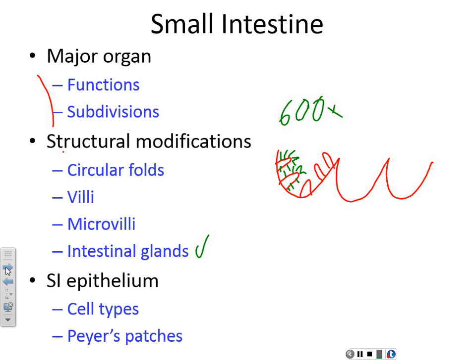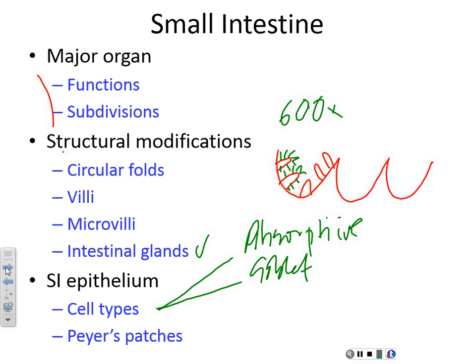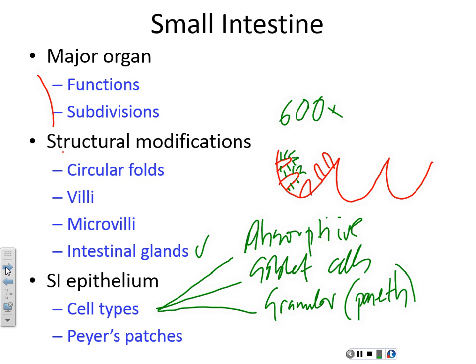All right, small intestine epithelium. You get all those cell types, right? So you've got the absorptive cells. What else have you got? Goblet cells. What else? Granular cells, which are also called, what are they called? Yes, Paneth, that's good. Paneth cells. And what do they do? What are these Paneth cells? They're macrophages of the small intestine.